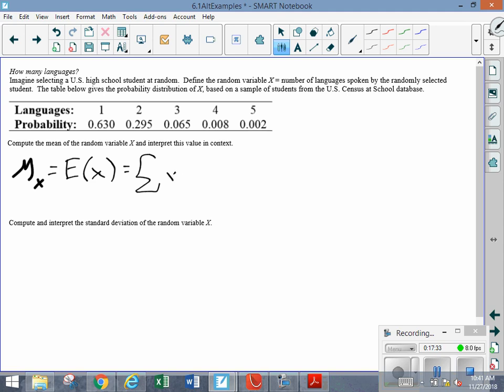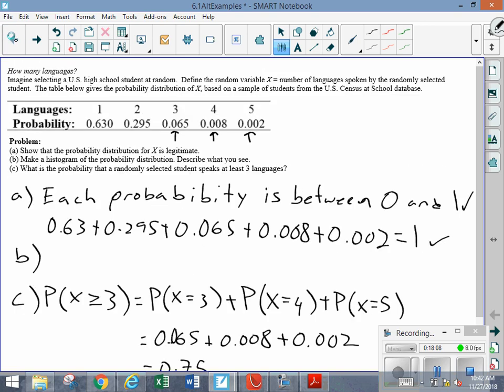We're going to take the sum of all x times the probability of x. So that is going to be 1 times 0.63. Is this the same one? It is. The same one as we used previously, I believe. Yeah. All right.